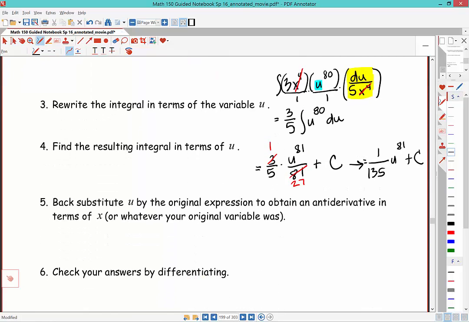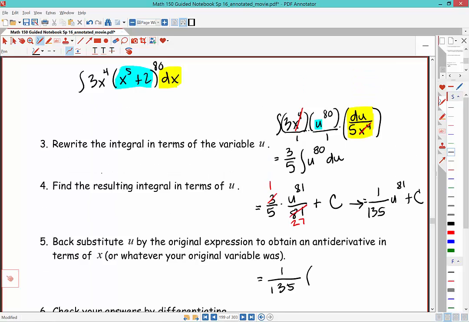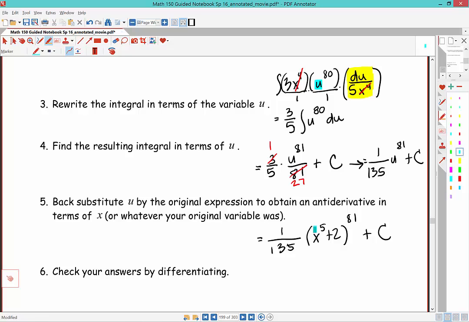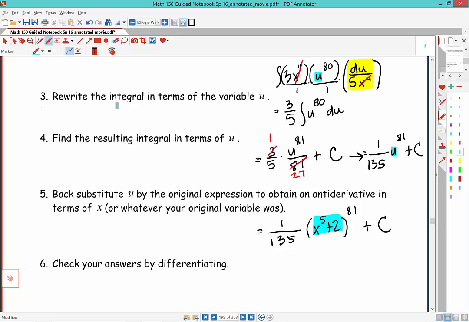Then you back substitute. So you get 1 over 135 times our u was what? Kind of go back up here, (x to the 5th plus 2) to the 81st power plus c. And so this is back substituting in your u. Cool? Now you can always check your answer by differentiating, right?